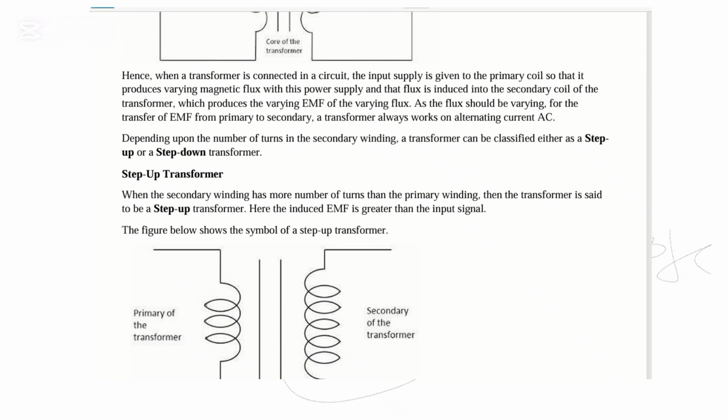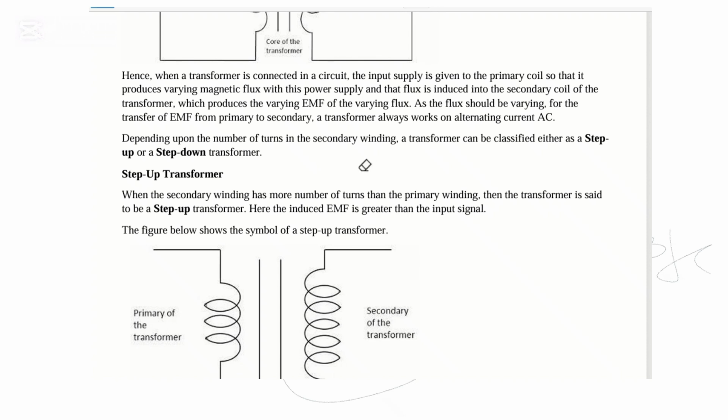Depending upon the number of turns in the secondary winding, a transformer can be classified either as a step up or step down transformer. So this transformer can be used to step up the voltage or to step down the voltage. What does it mean? In simple English, it can increase the voltage and reduce the voltage. Increase, reduce. So a transformer is a machine that can either increase or reduce depending upon the application, okay, where they want to use it.